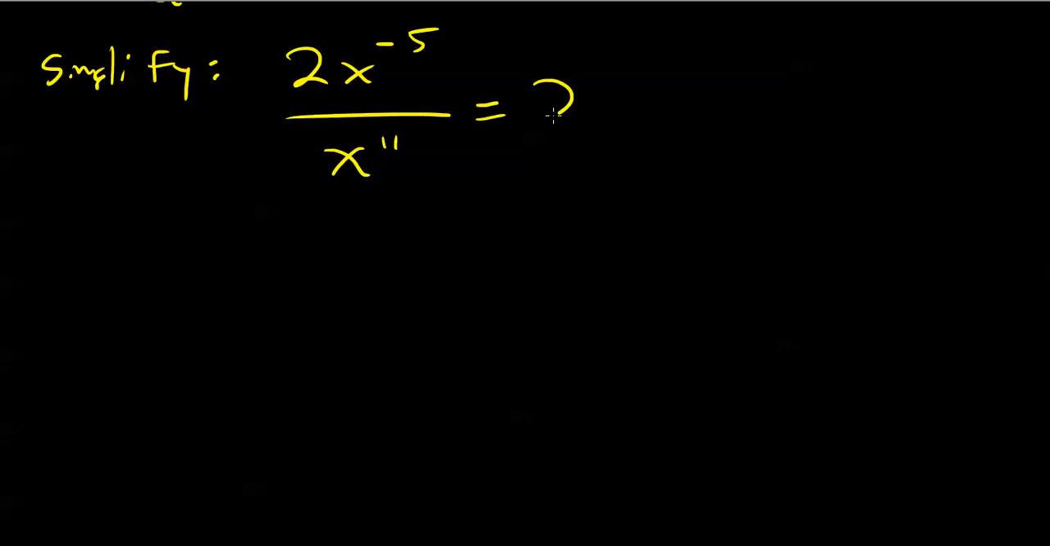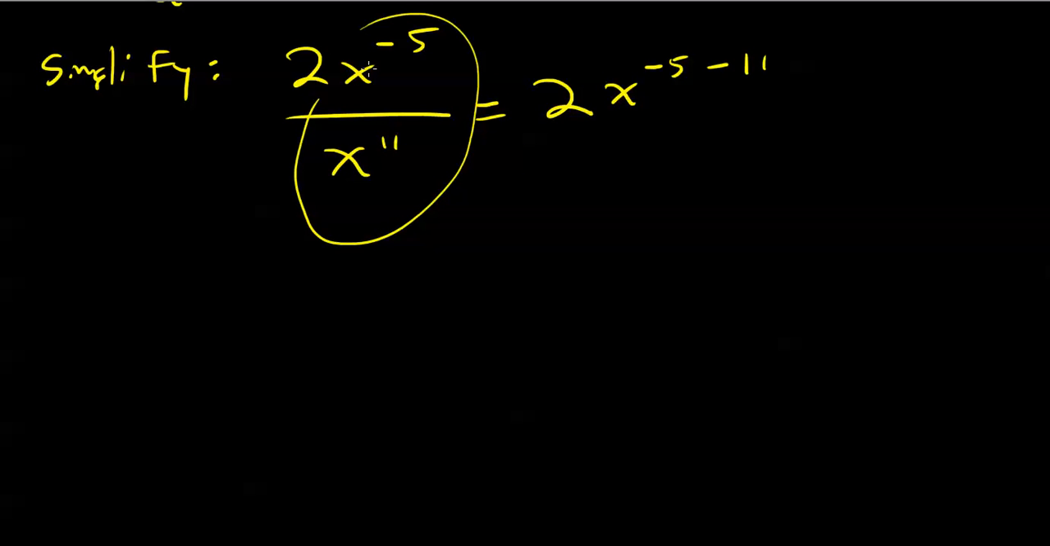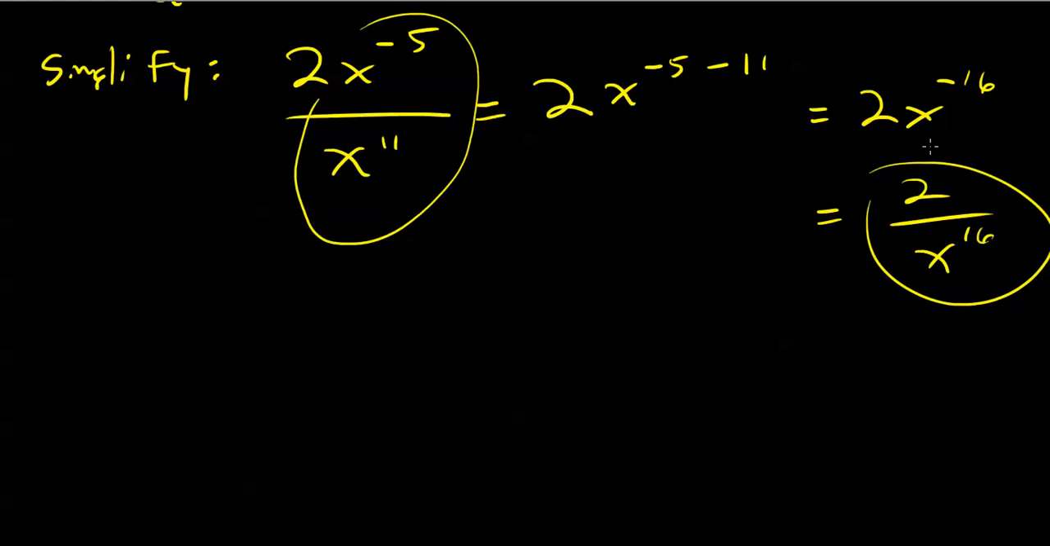2 times x to the minus fifth minus 11th power. Again, when we're dividing the same bases, we can keep the same base and subtract the exponents. Subtract the denominator exponent from the numerator exponent, and this is 2 times x to the minus 16th power, which of course simplifies to 2 over x to the 16th power.